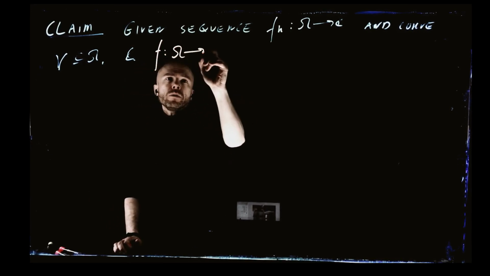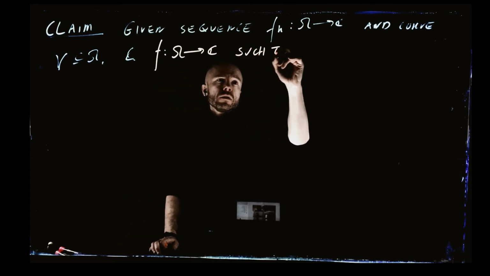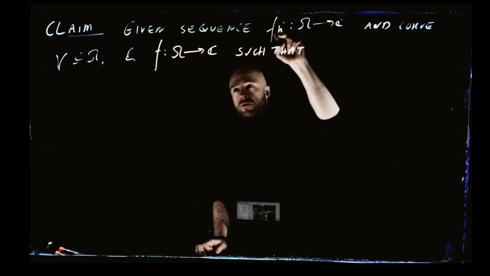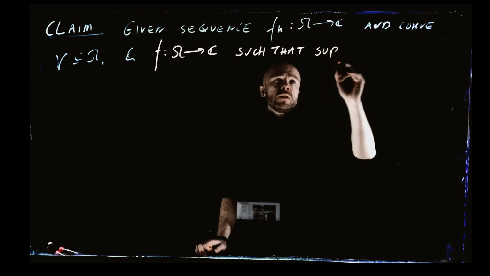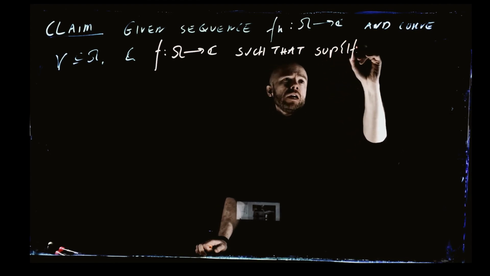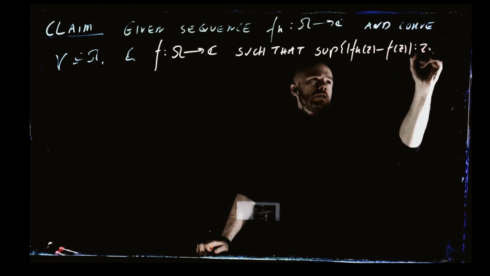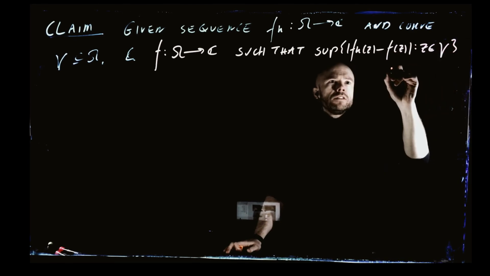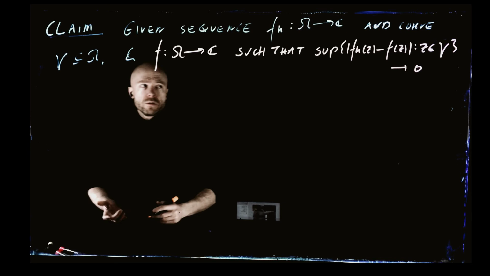from omega to the complex numbers, such that on the curve itself, we have that fk tends towards f uniformly. So the supremum of |fk(z) minus f(z)|, z belongs to the curve, tends to 0, right? That's the definition of uniform convergence.